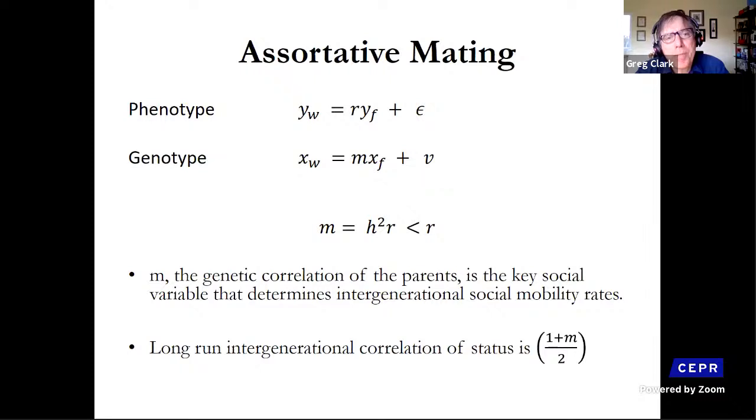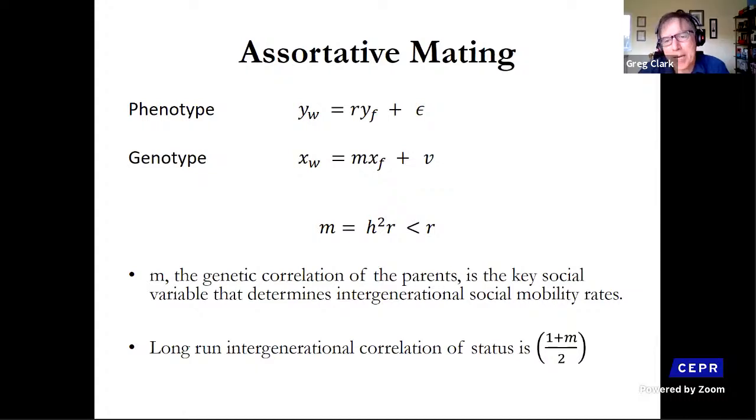And so we assume that people match based on their phenotype, and that correlation in phenotypes will be R. And that will produce a correlation on genotypes M, but that correlation M will be less than R, and the amount that's less than R depends on H squared. And so there's a very simple link then between phenotype and underlying genotype assortment. But it turns out that, as I say, M is going to be this crucial parameter in determining intergenerational social mobility rates, and also in determining the long run intergenerational correlation of status, because it's going to be 1 plus M over 2.